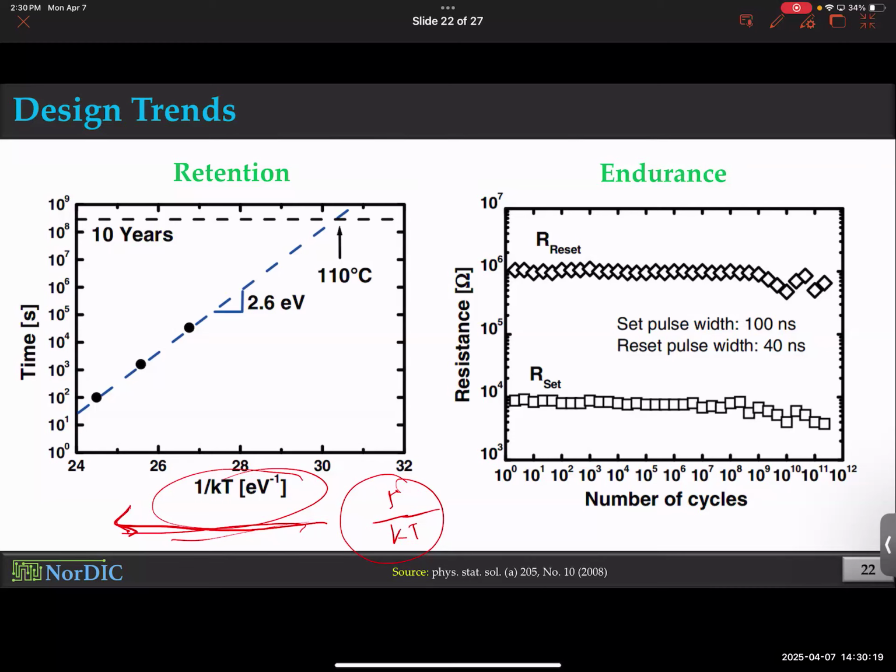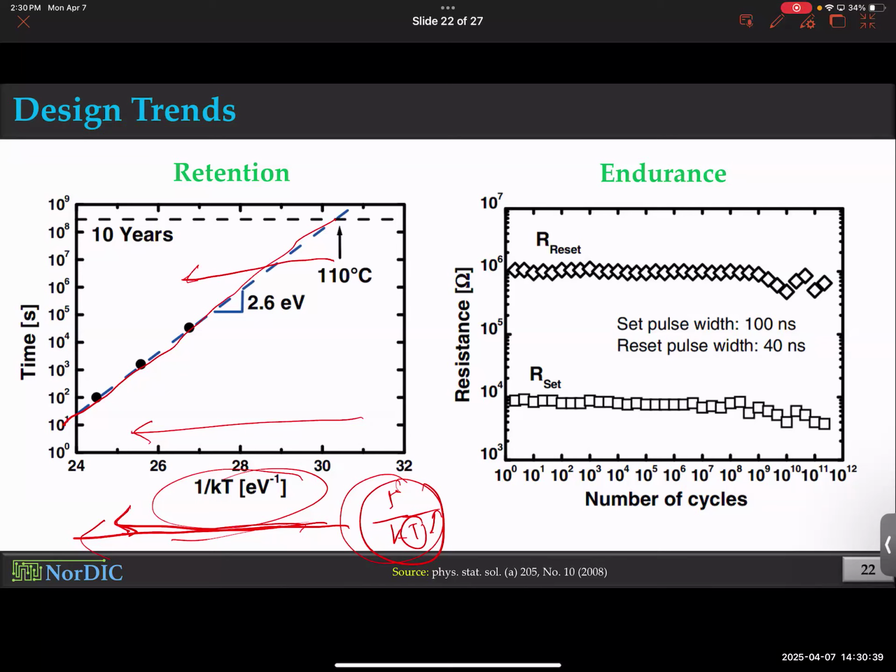Do you guys all agree? If T is higher, 1 over kT will be lower, so you will be going left. So the left portion represents higher temperature. So if you go to even higher temperature, your retention falls. Isn't that understandable? At higher temperature, that will degrade, of course.